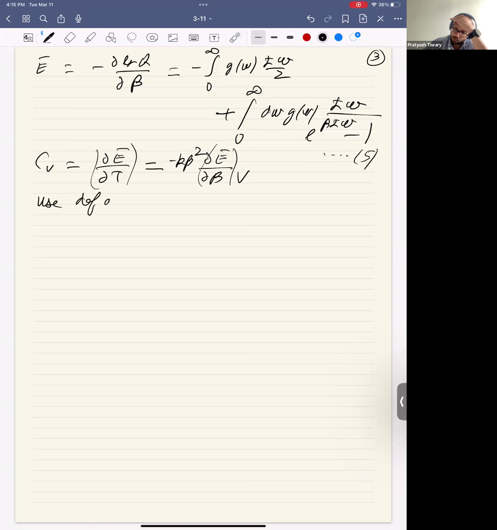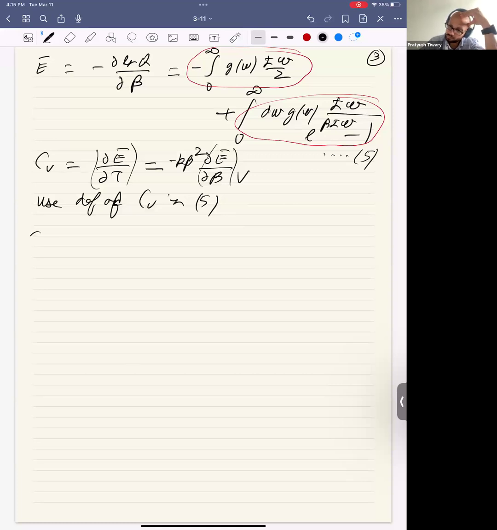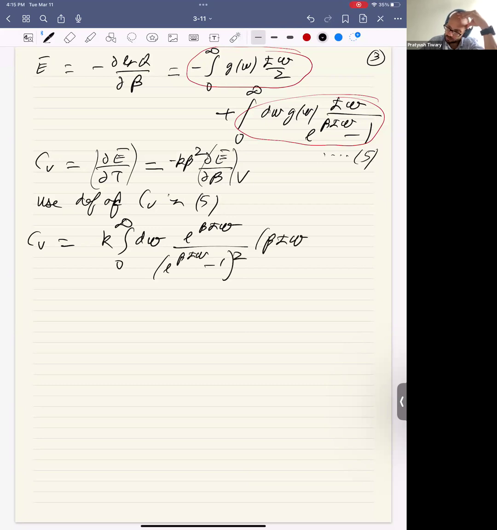Use definition of CV in 5. What we need to do is to differentiate this thing with respect to beta. When you differentiate equation 5 with respect to beta, this one has no beta dependence left. This one has beta dependence left. So we've just worked through that one, and you can see it has beta dependence in the form of 1 over e to the power beta h cut omega minus 1. So it becomes CV is equal to K integral 0 to infinity d omega e to the power beta h cut omega by e to the power beta h cut omega minus 1 whole square, beta h cut omega whole square, g of omega. Equation 6.